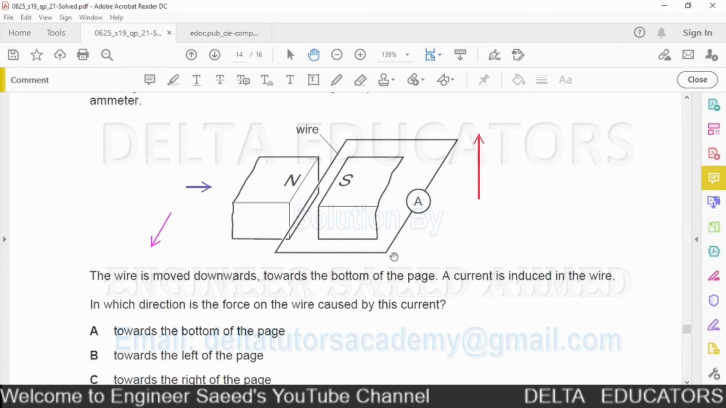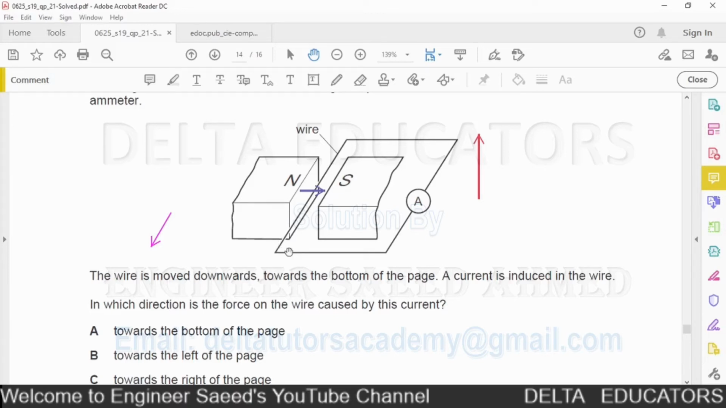Here we have to find out the direction of the force. To find out the direction of the force, we should know the direction of the magnetic lines of force and also the direction of the current in the wire. Now the direction of the magnetic lines of force, we know it starts from the North Pole and moves toward the South Pole. So the direction of the magnetic lines of force is from North towards South, which means here it is from left to right. Now what about the direction of the electrical current in the wire? That is not given here.